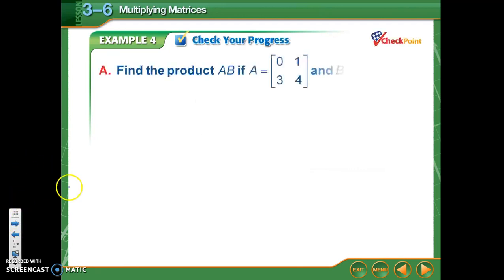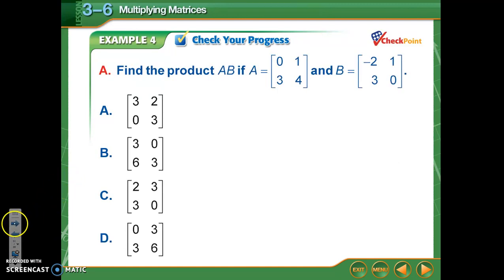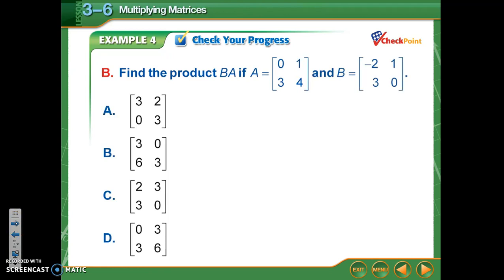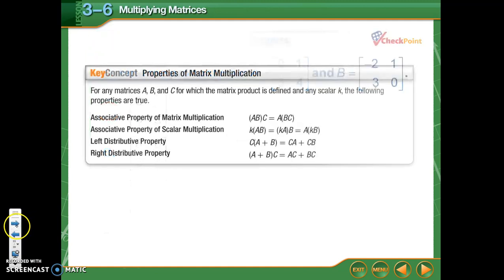So let's try this. You're going to do A times B. And you should have gotten 3, 0, 6, 3. And B times A, which gives you 3, 2, 0, 3. So notice again, A times B was not the same as B times A.